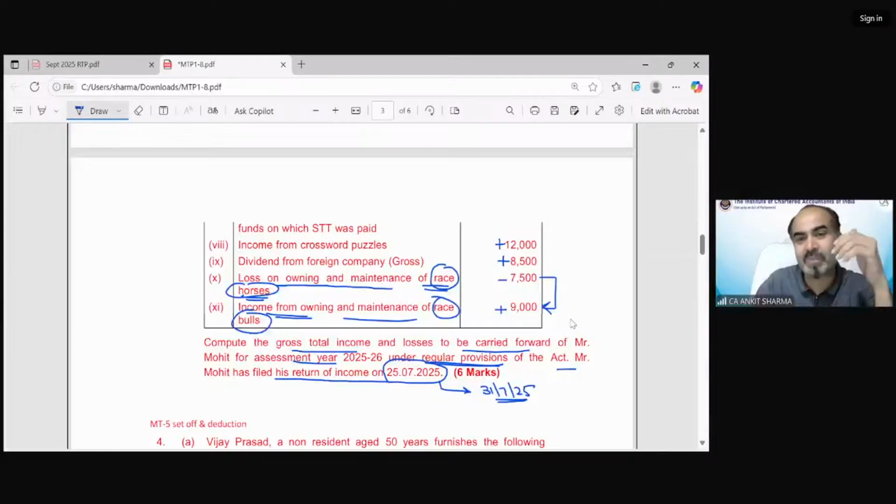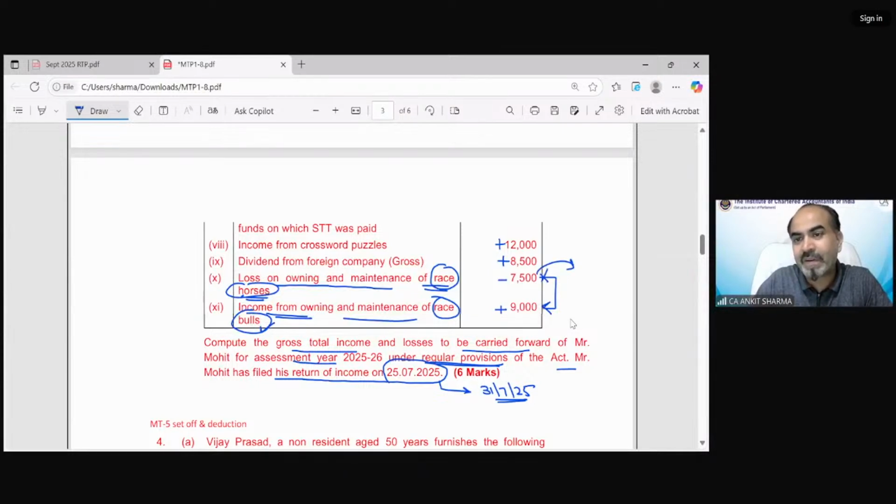So what I did, I set it off out of the income. And then when I saw my answer was not matching, I started finding the mistake and found out that I did this mistake. So even I can make this kind of mistake. So students, be very careful. Whenever we read losses of owning and maintaining race horses, we are not reading it as bulls. So this set off is not allowed.